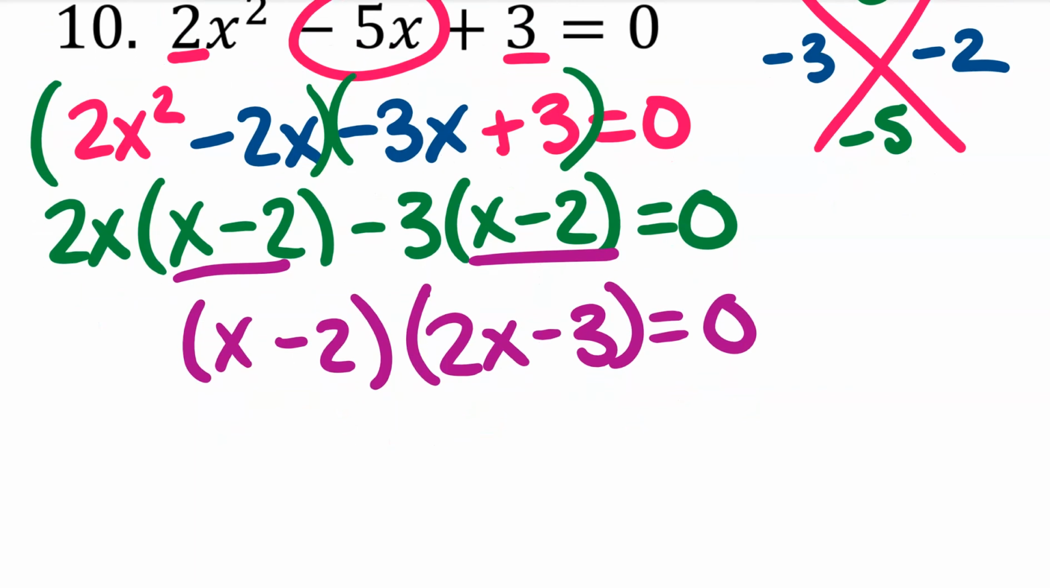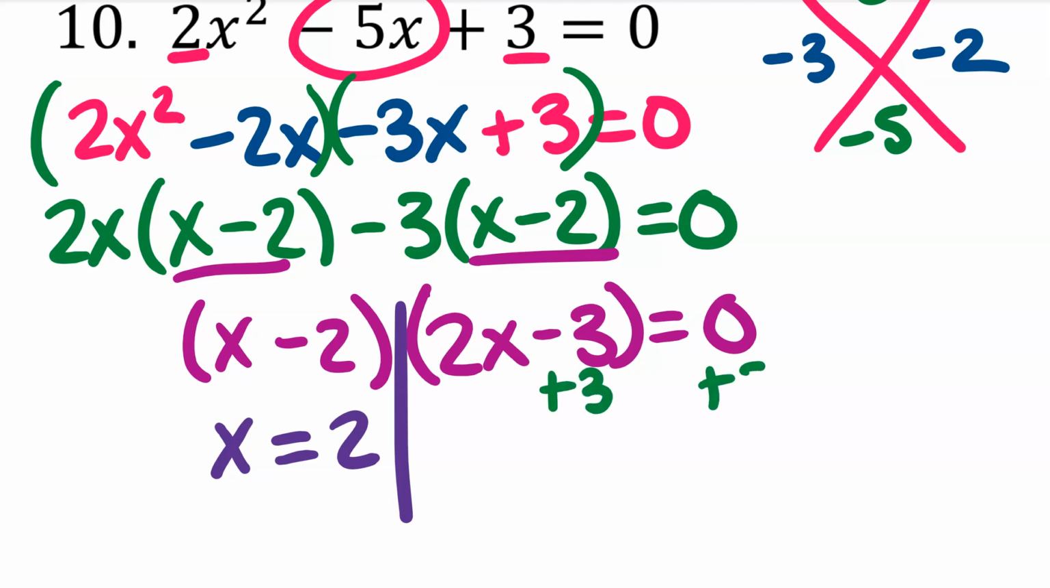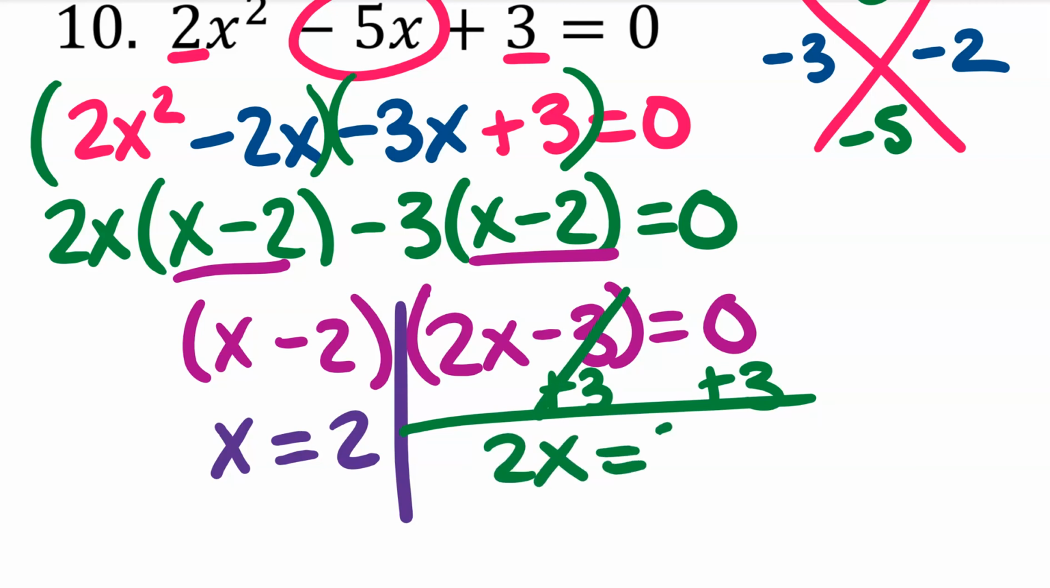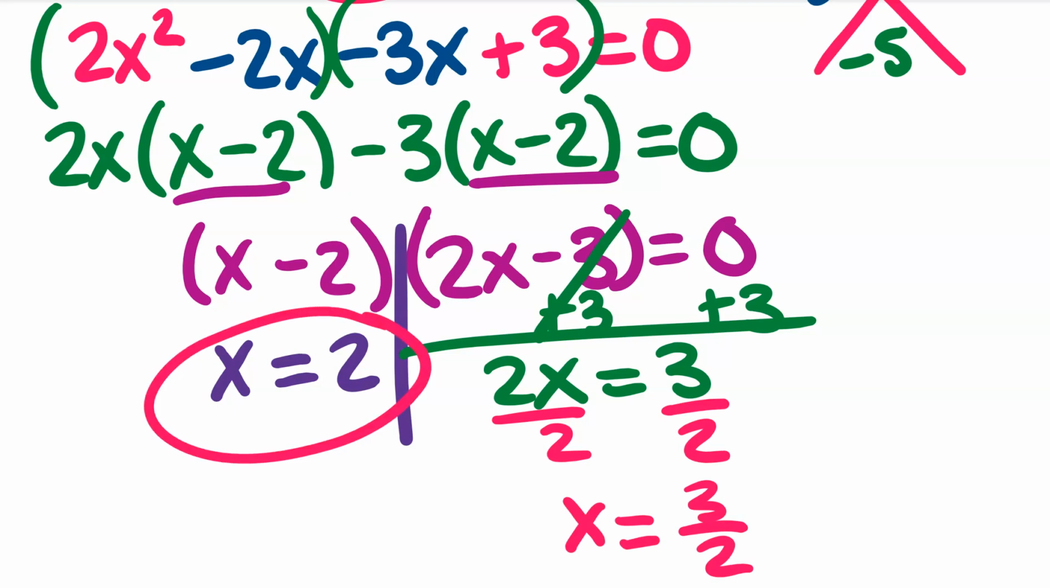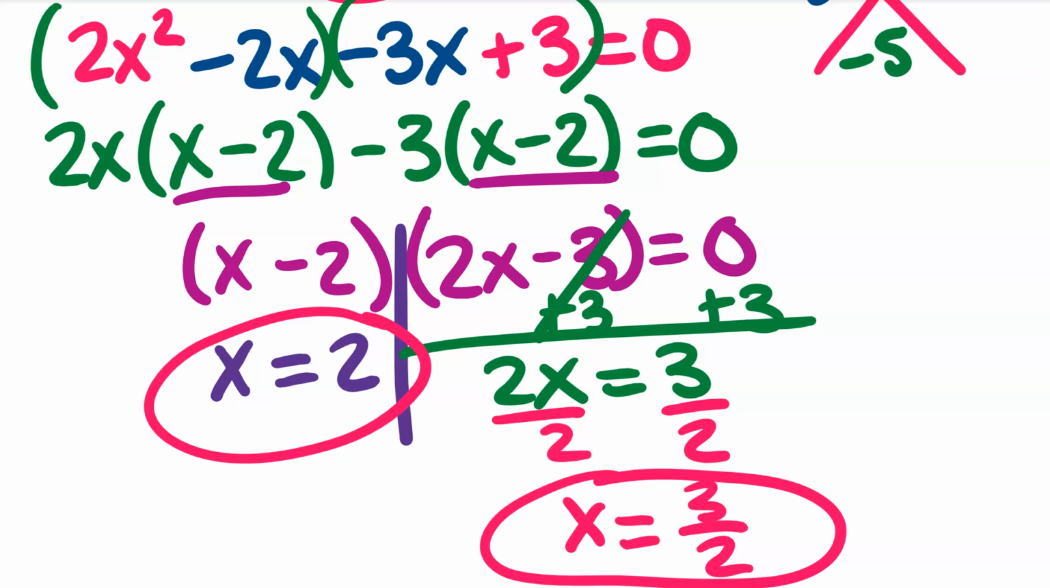Now, I do have to solve, and I actually might need to do some work on this one. This x minus 2 is really easy to see. It's just going to be x equals 2. If you can't see the 0 right here, do some work. It's okay if you have to add 3 and solve for x if you can't see it easily. 2x equals 3, divide by 2. So my other solution is 3 over 2. So x is going to equal 2, and x is going to equal 3 over 2.